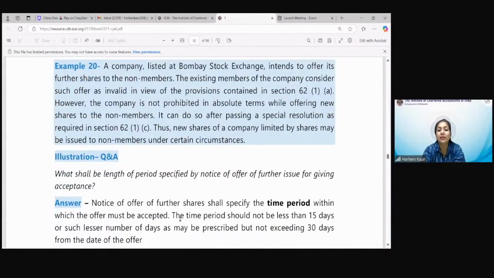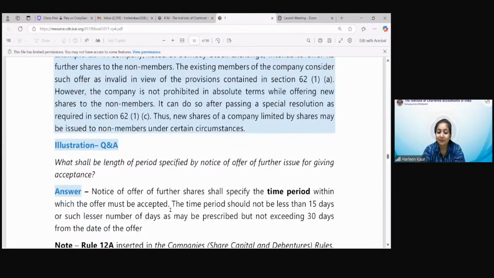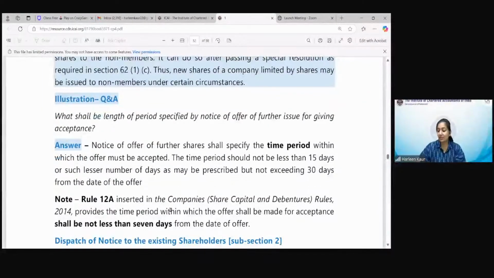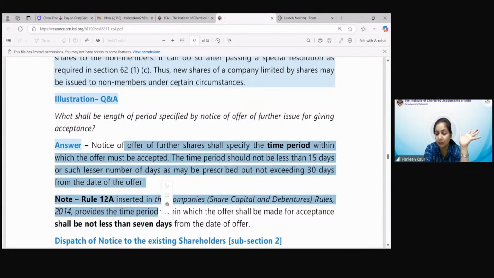Now see, what length of period is specified by the notice of offer? See, the study material has told you already. ICAI is also telling you how you have to write the answer. What will be the length of the period specified by the notice? What will my children write? The notice shall specify the time period within which the offer must be accepted, like I said in my example, 18 days. Whatever time period you are telling in the notice, it shall range between 15 to 30 days. But Rule 12A specifies that it should not be less than 7 days. As it is, write it down in the exam.